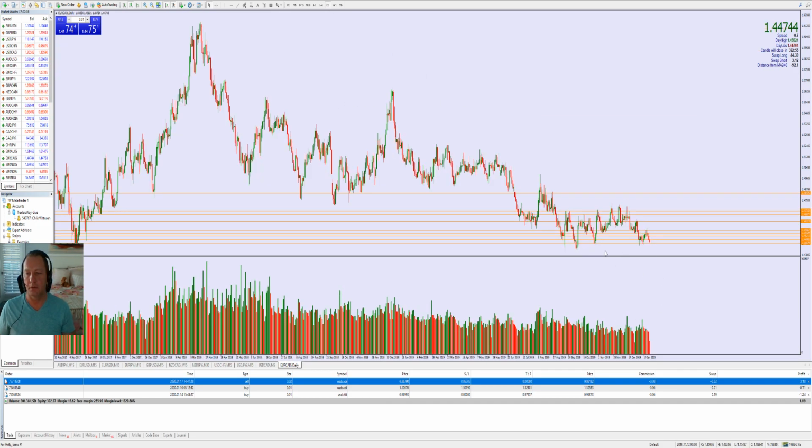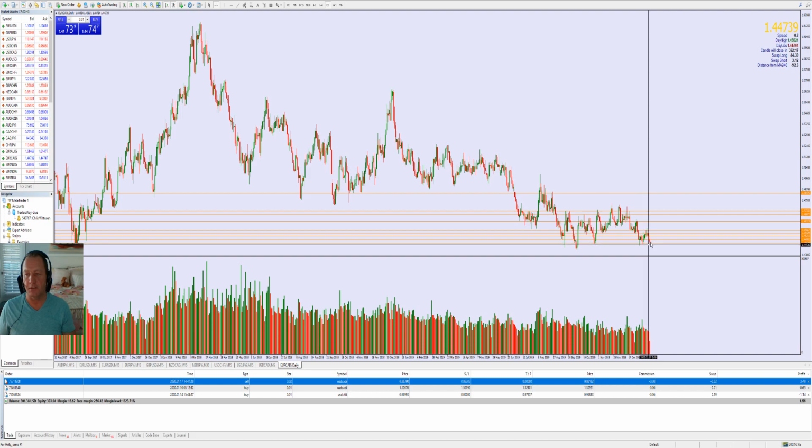EuroCAD, this bottom hasn't been visited since the beginning of January. This is October, in October, and then we'll go all the way back here, September. So this is obviously an area of really strong support. Price tends to come down and then bounce back up.